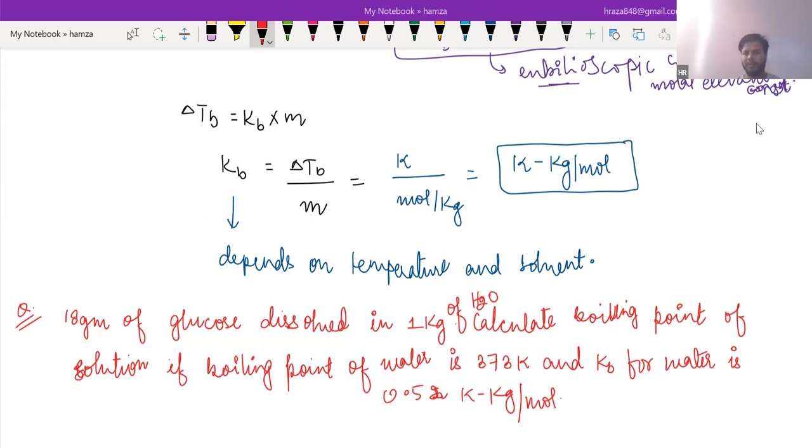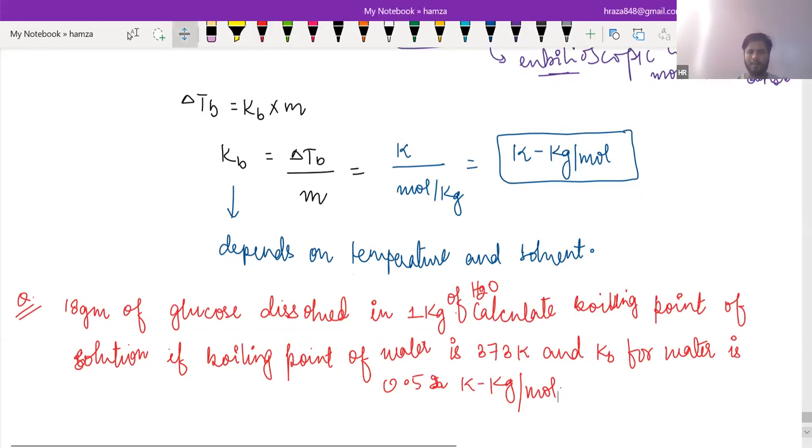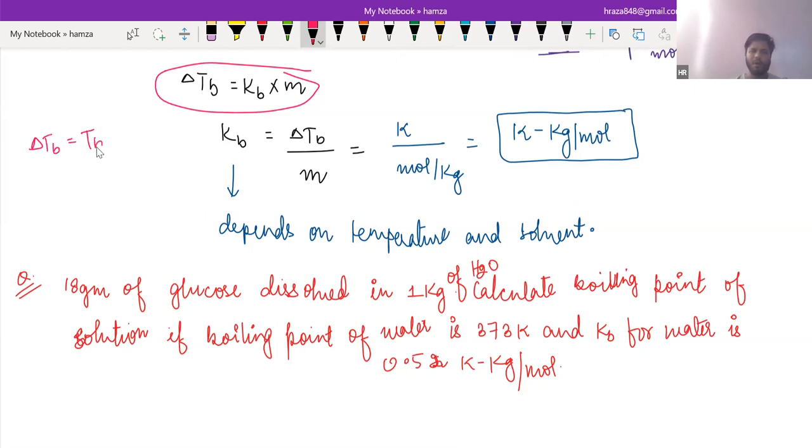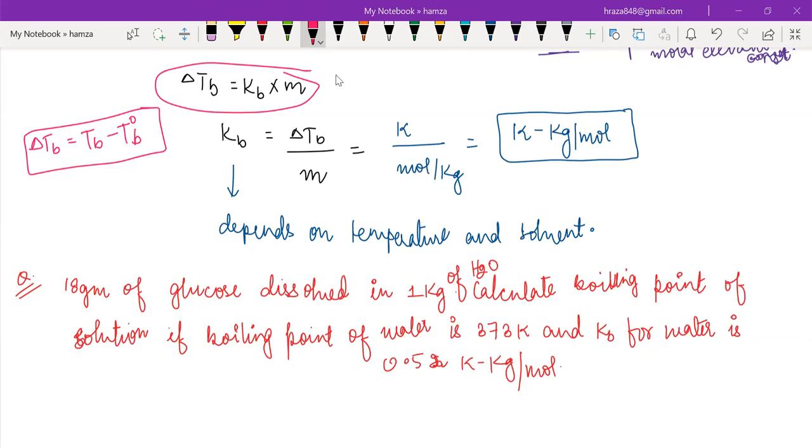Can you solve it? Hamza, Fatima, Nora. This is the formula we are going to apply: delta TB is equal to boiling point of solution minus boiling point of pure solvent. Hamza, can you solve it? Fatima, Nora.